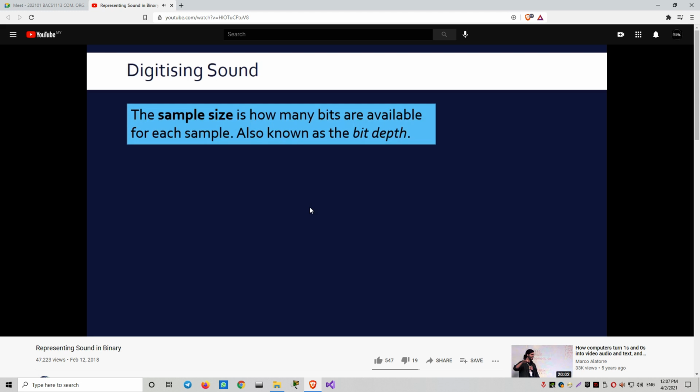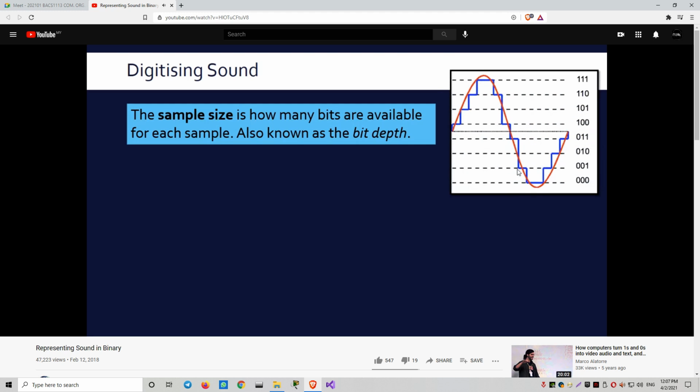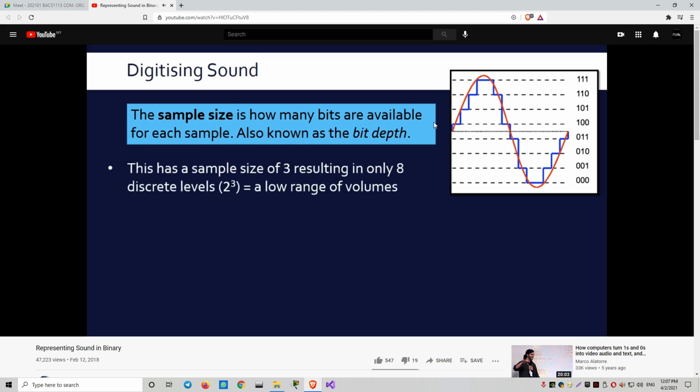So how many bits can we allocate for each sample? In this example, we've got the analog wave in red and our digitized wave in blue. Ignoring the sampling frequency, this is much more about the y-axis as opposed to the x-axis being time. So this has a sample size of 3, and this leaves us with only 8 discrete levels of volume. Amplitude is loudness in sound waves, the height is loudness. So we only have 2 to the power 3 discrete levels of loudness.